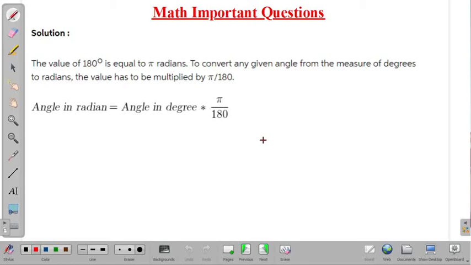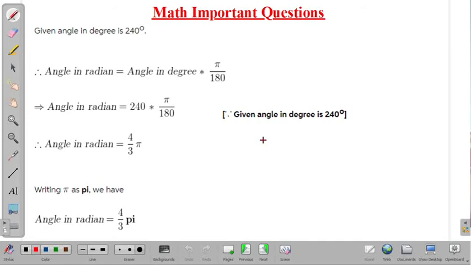Okay. So now in this problem, angle in degree is given as 240 degree. Therefore, we can calculate angle in radian equal to angle in degree multiplied by pi by 180 degree, and substituting the angle we will get angle in radian equal to 240 into pi by 180 degree. So after simplification we will get angle in radian as 4 by 3 pi, and writing pi as pi. Okay, so it will be equal to angle in radian equal to 4 by 3 pi.